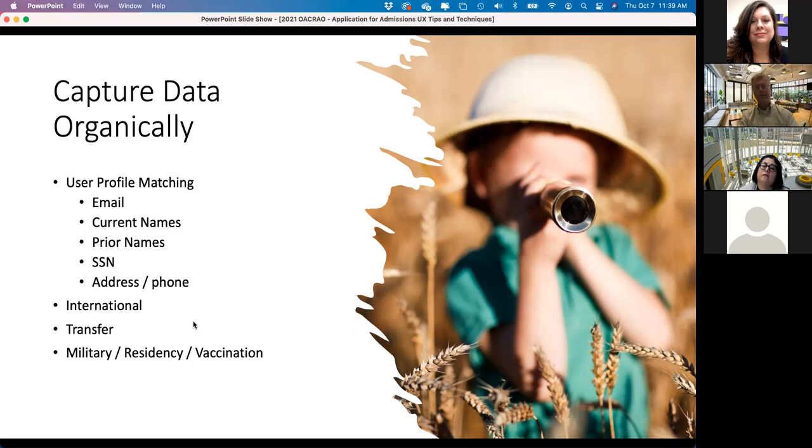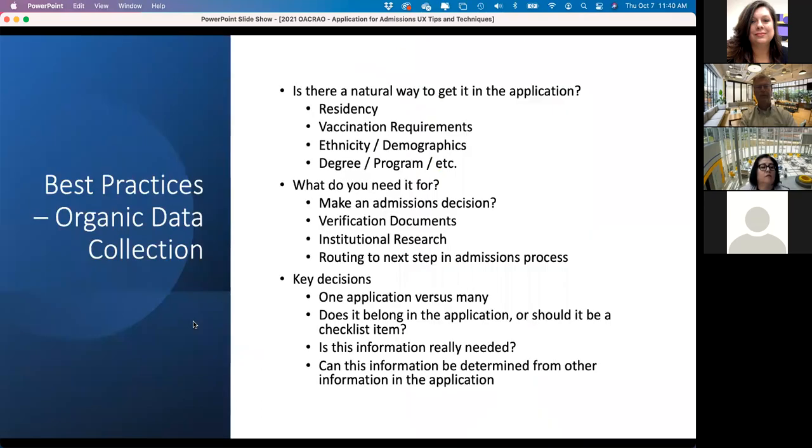Yeah. And generally most people know when they've actually moved to a certain place. So instead of making them do the math, you're making it easier. You're eliminating friction. So for us, one of the first questions we always ask is, is there a natural way to get this data into the application? What's the most natural way to get residency information?